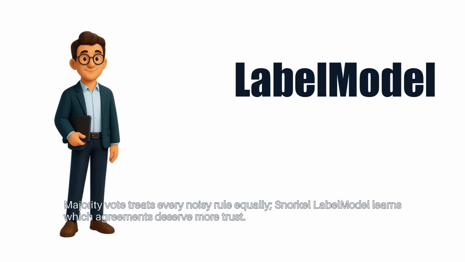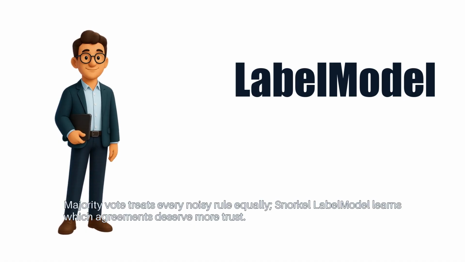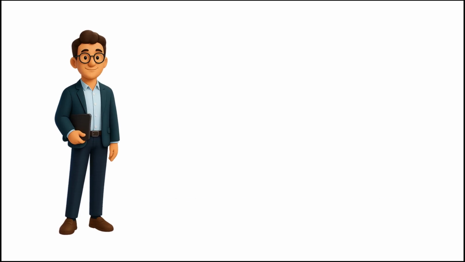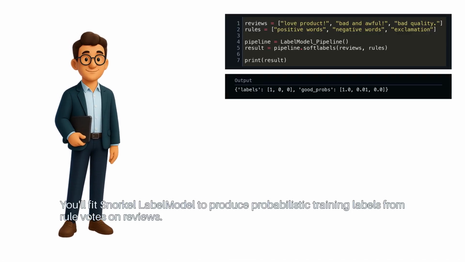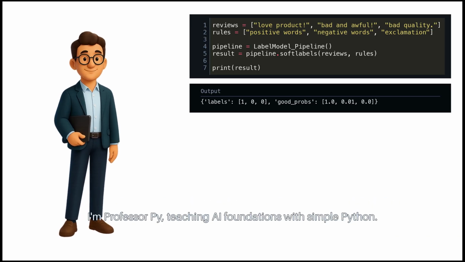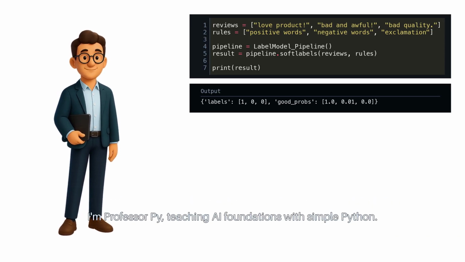Majority vote treats every noisy rule equally. Snorkel LabelModel learns which agreements deserve more trust. You'll fit Snorkel LabelModel to produce probabilistic training labels from rule votes on reviews. I'm Professor Pi, teaching AI foundations with simple Python.